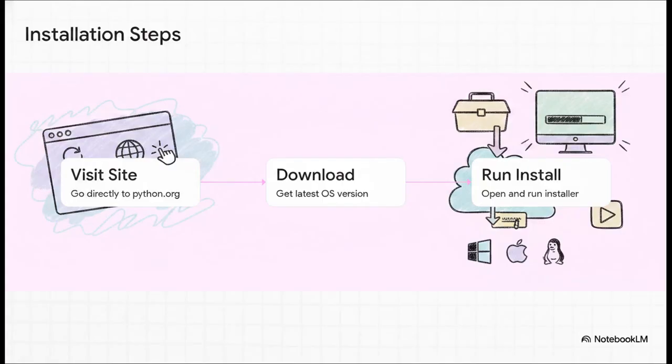Just follow a quick progression here. First up, open your web browser and go directly to python.org. That is the official source. Always go there. Next, download the latest version specifically tailored for your operating system, whether that's Windows, Mac, or Linux. Once that download finishes, just run the installer.